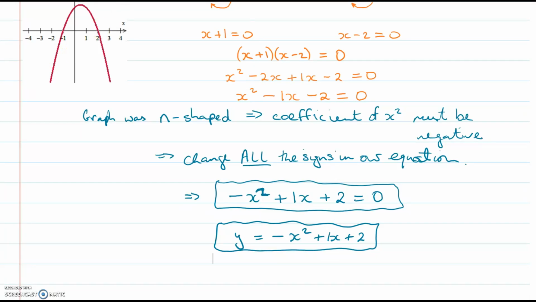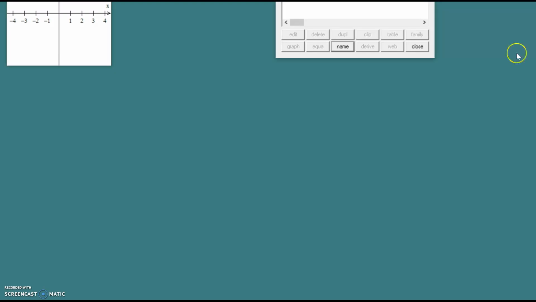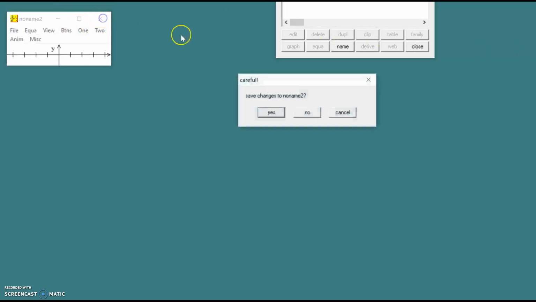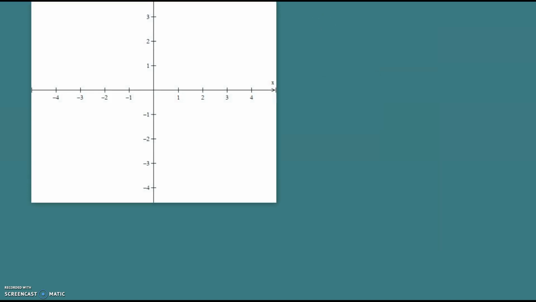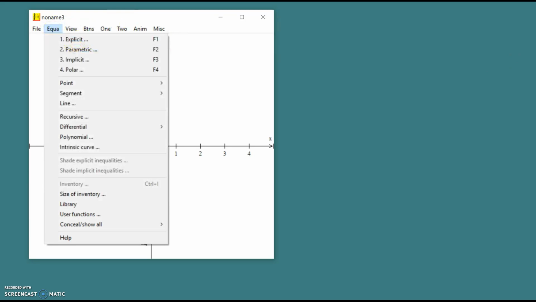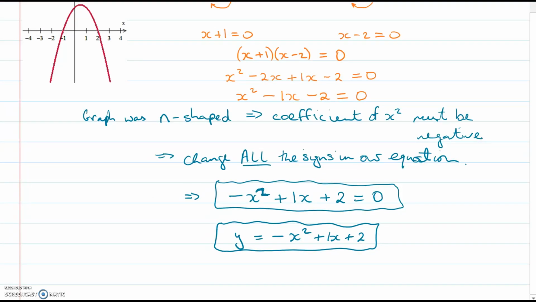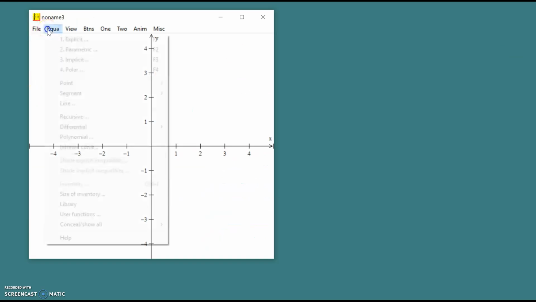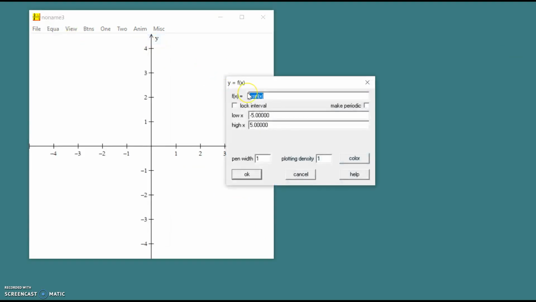Let's go to WinPlot again. I'm just going to bring WinPlot in here. Minus x squared plus x plus 2. Let's pull this down. Let me just close that, just to make it a little bit easier for us. And if we pull this down, let's just check it again one more time. Negative x squared plus x plus 2.